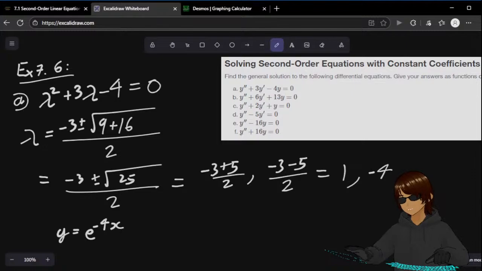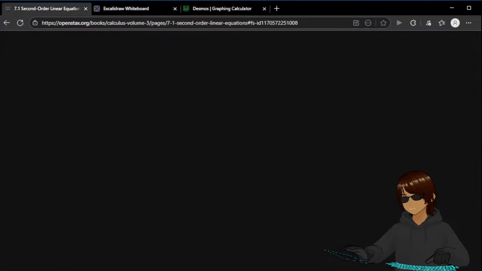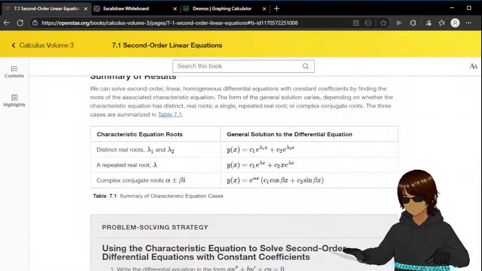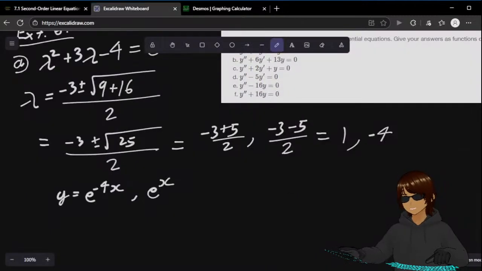So the solution is this. Let me see. Minus 4 and this. I have to write C1 and C2, right?